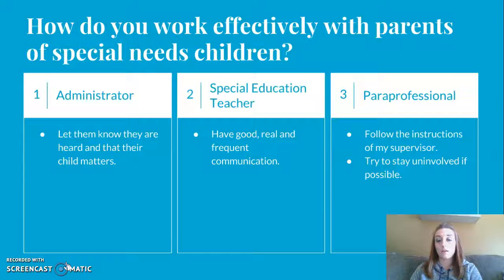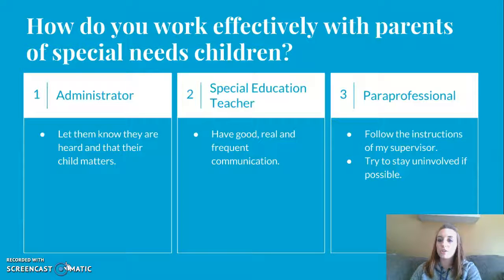They do matter. The special education teacher said have good, real, authentic, frequent communication with the parent. There's no need for the sugar sort of sprinkles on top of things. A lot of times she said she's discovered that if a parent has a special needs child, they're not oblivious to it and they don't want all the fluff, so to say. They want it given to them straight, but in a professional way.